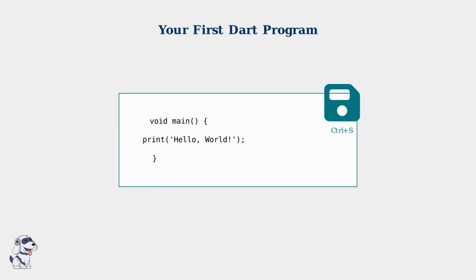Now save your file. You can use Ctrl-S on Windows or Command-S on Mac. Make sure the file is saved with the .dart extension. To run your program, open a terminal or command prompt. Navigate to the directory where you saved your hello.dart file. Type the command dart hello.dart and press enter.